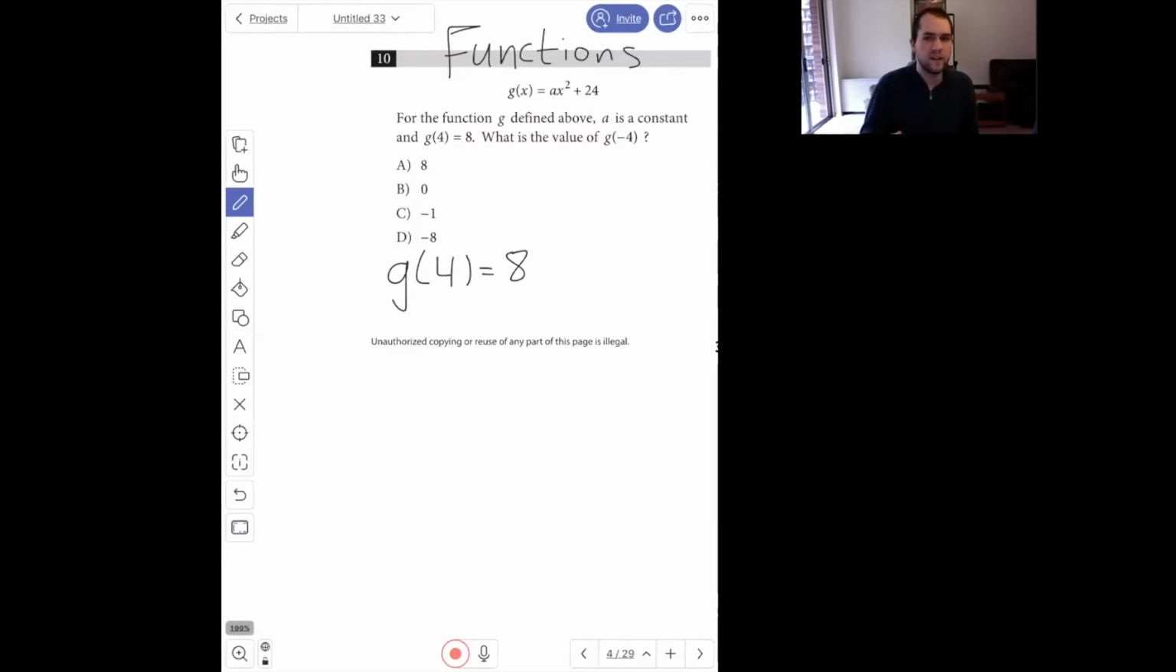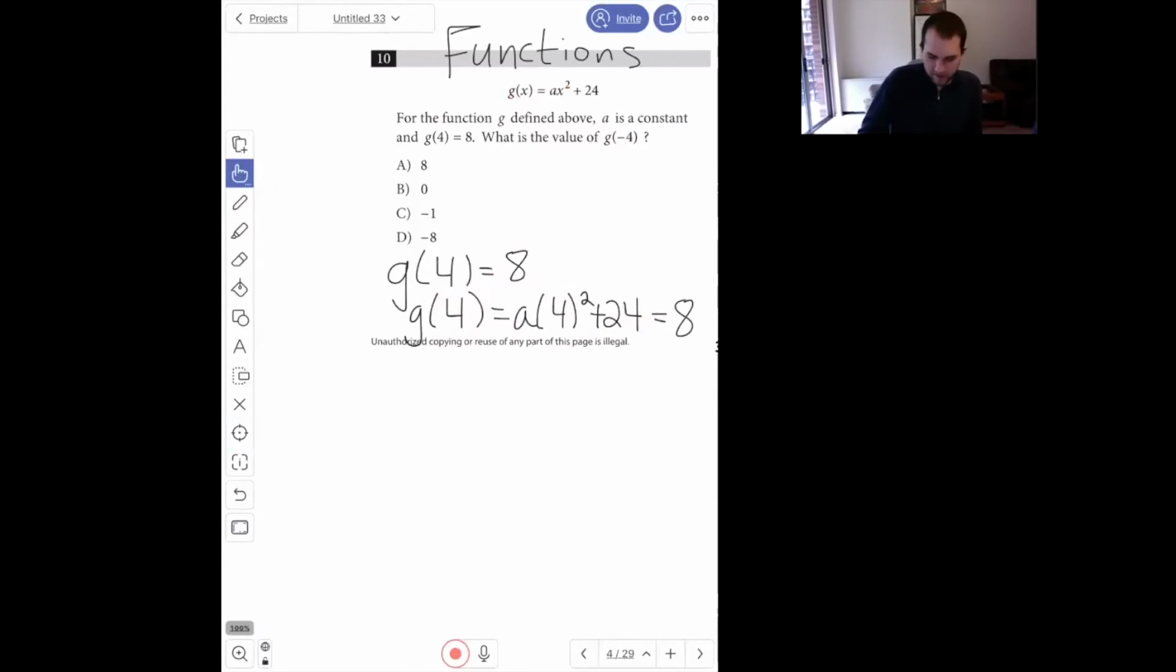With a 4 inside the parentheses, I'm basically replacing my x up here with my 4 down here. And that's exactly what I'll do with my equation over here. If g of 4 is what I'm given, I'm going to change this ax squared into a times 4 squared plus 24, of course. What that's equal to, unsurprisingly, is the 8 right over here. So let's just remind ourselves of how that goes. Whatever is inside the parentheses gets plugged in for x, and whatever we're setting equal to gets set equal to. Now I can go to work.